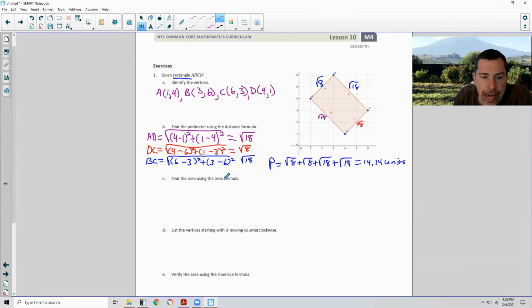So now it says to find the area using the area formula. So area of the rectangle equals base times height. And we have the square root of 18 times the square root of 8. Or length times width, it doesn't matter. The area is the square root of 18 times the square root of 8. So that is going to equal the square root of 8 times 18, which is 144. And the square root of 144 is 12 units squared.